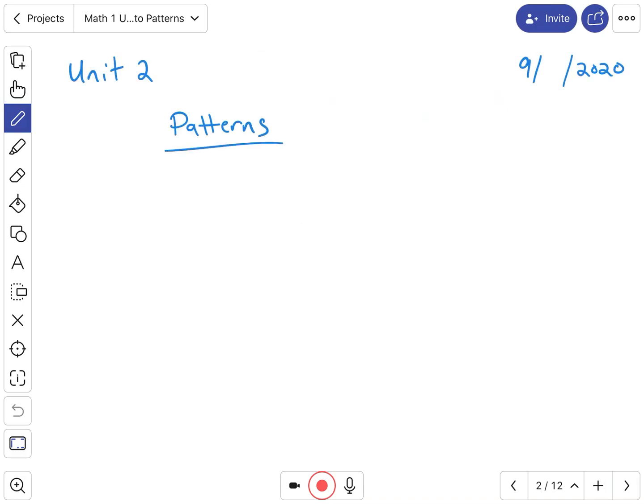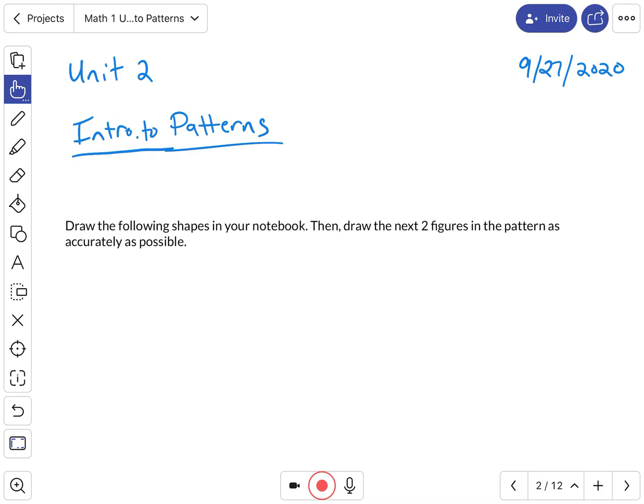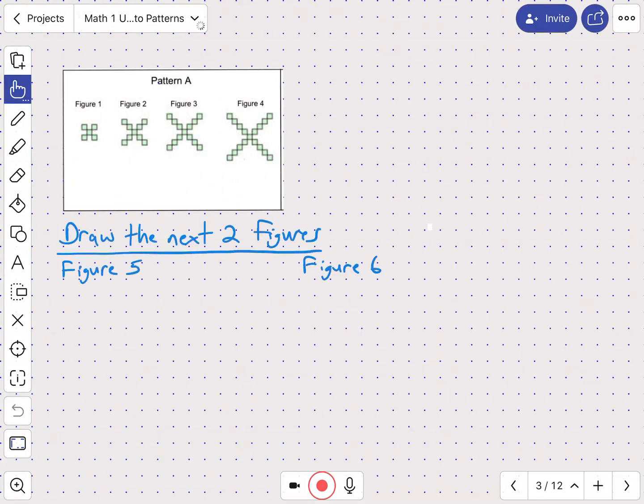So right here, I want you to label a piece of paper, get out a notebook, and title it with today's date. It's Sunday for me, but for you, it'll probably be the 28th or 29th. Put Unit 2 on the top left because we're now in Unit 2, and this is actually called Intro to Patterns. What I want you to use this notebook for is to draw these shapes on the next page. And we're going to continue the pattern by drawing the next two figures in your notebook as well.